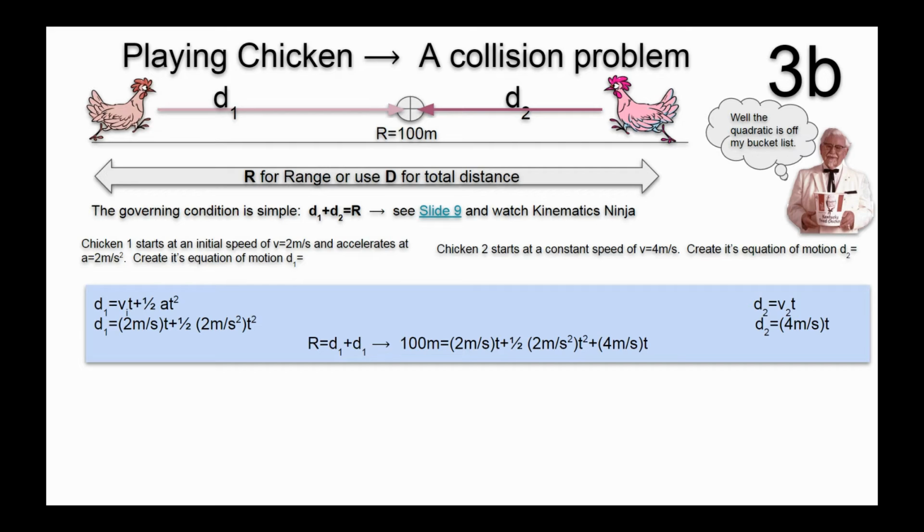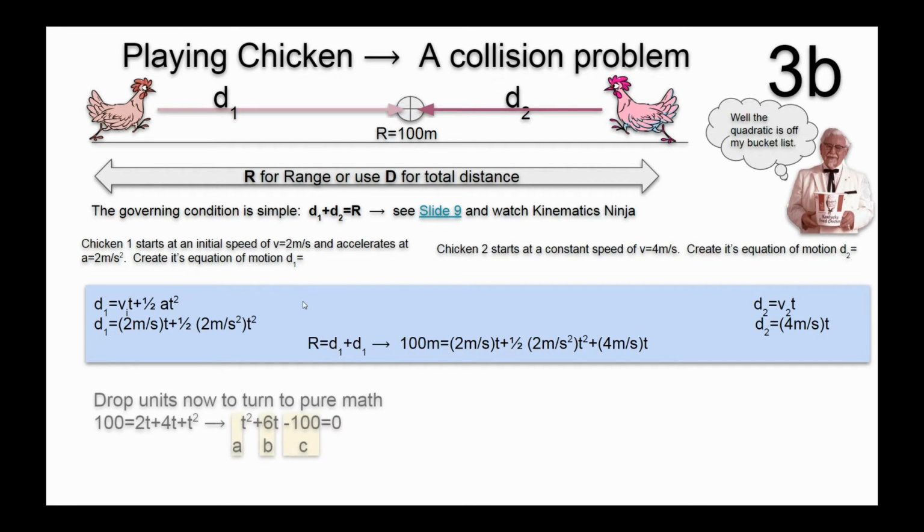Accelerating chicken on the left, constant speed chicken on the right. Unlike the previous problem, there is no head start for anybody here. But the first chicken has a constant speed as well. He starts with a VIT term that wasn't in the last example.